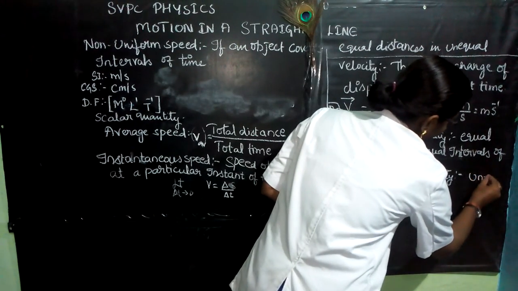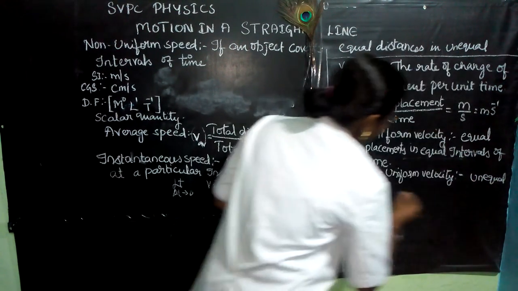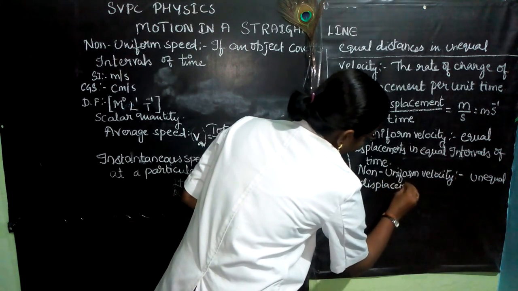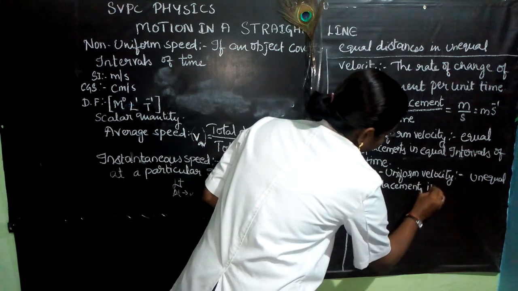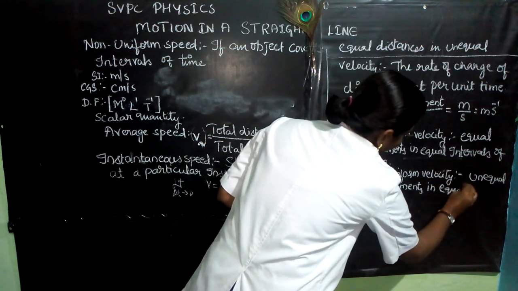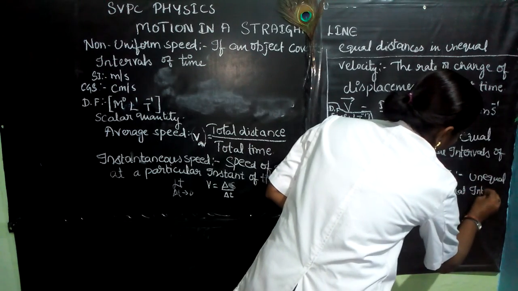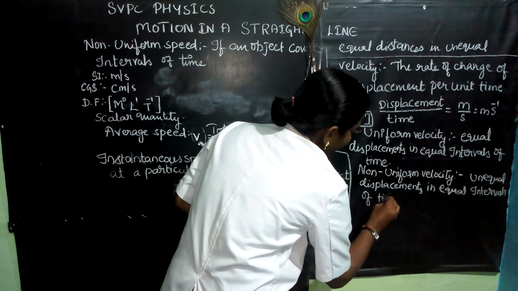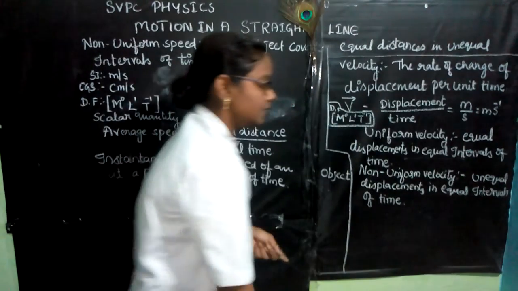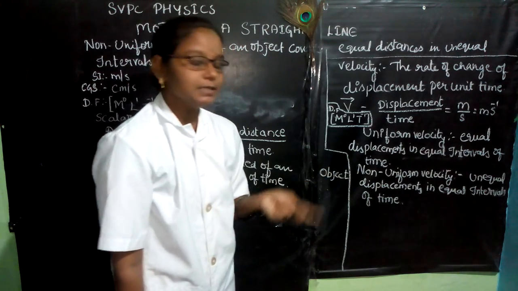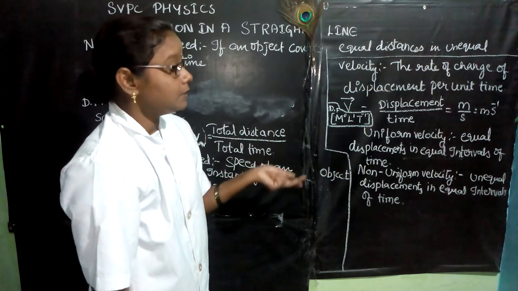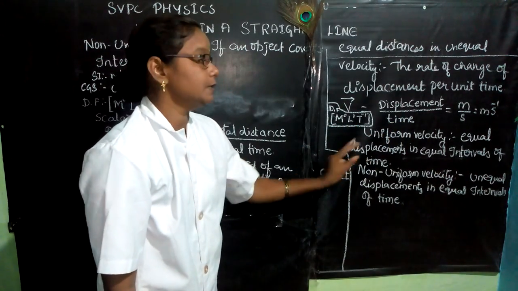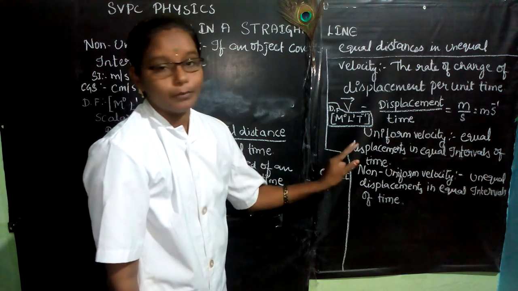If a body covers unequal displacements in equal intervals of time, then that is called non-uniform speed. Same dimensions, m0 l1 t power minus 1. Its SI unit is meter per second. The CGS unit is centimeter per second. It is a vector quantity.